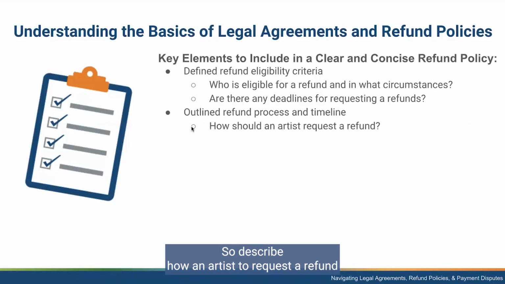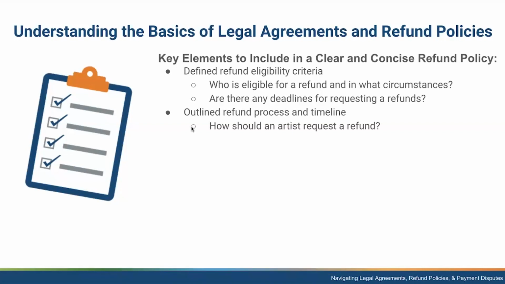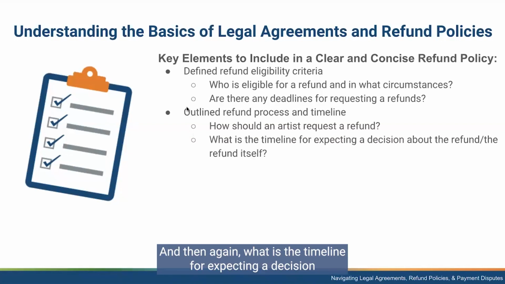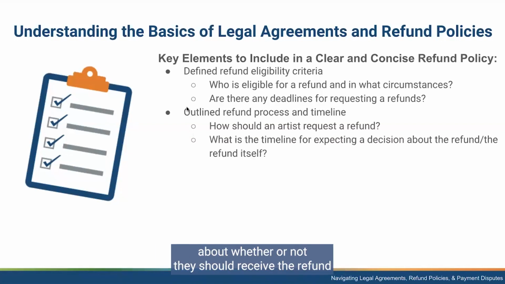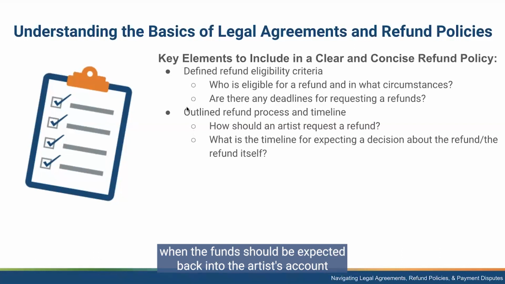So describe how an artist should request a refund, if it must be in writing, to a specific email address, requesting a refund, if they have to outline the reasons that meet the criteria. Make sure you include that information. And then again, what is the timeline for expecting a decision about whether or not they should receive the refund, or when could they expect the refund itself? That would include getting information from ZAPP once we process refunds to let you know when the funds should be expected back into the artist's account.